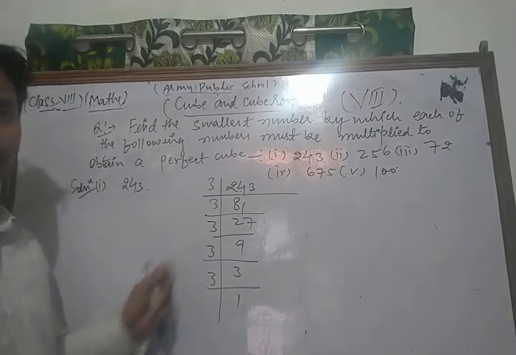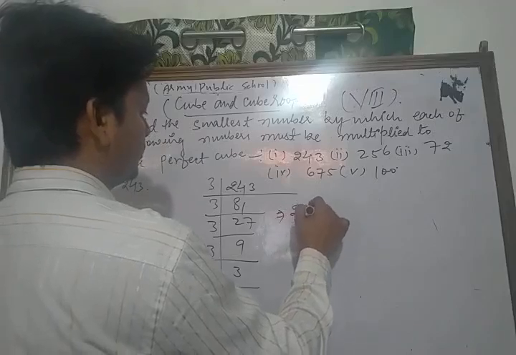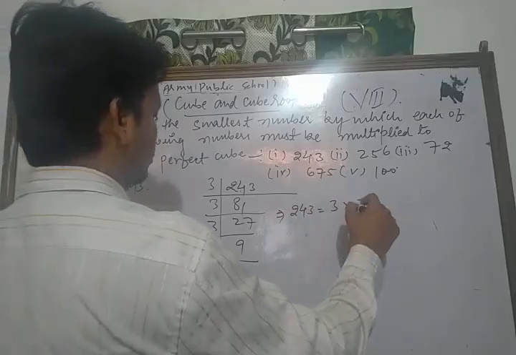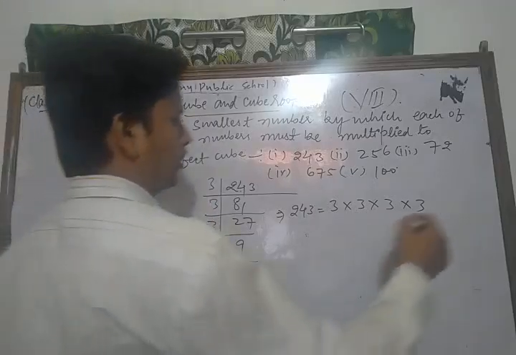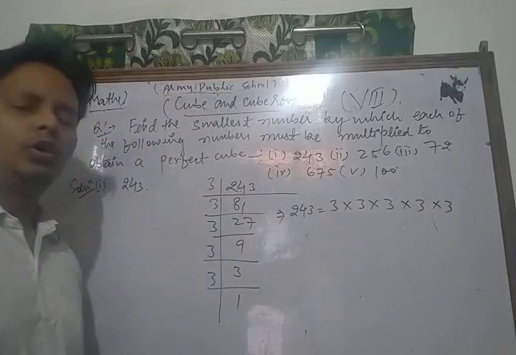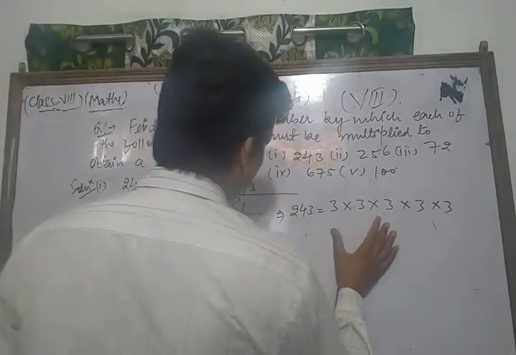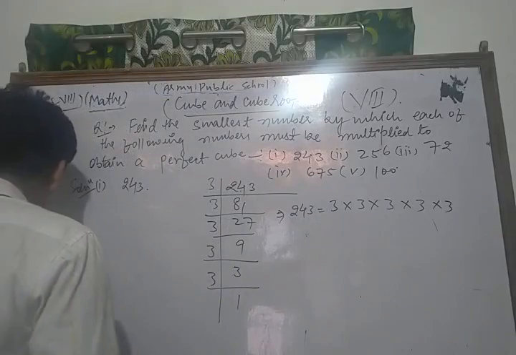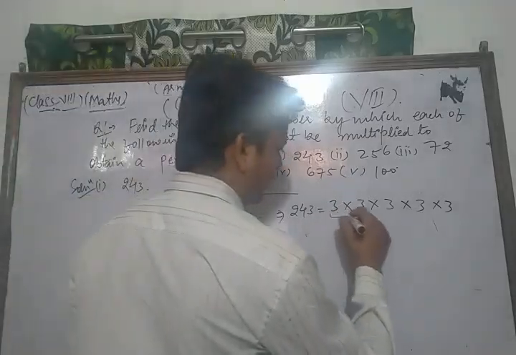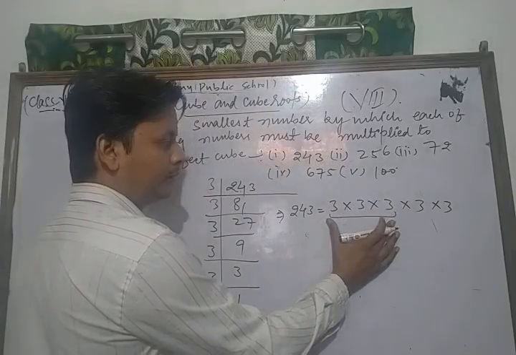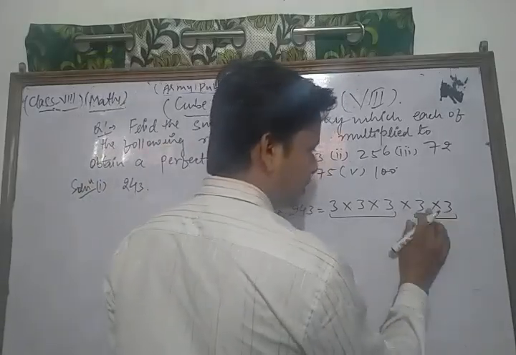Now we write the prime factorization. So what do we get? Here we get 243 as 3 into 3 into 3 into 3 into 3. Now after that, we form the grouping of the factors in triplets of equal factors. So here this is the grouping of 3 in triplets form. Now here 3 appears 2 times.